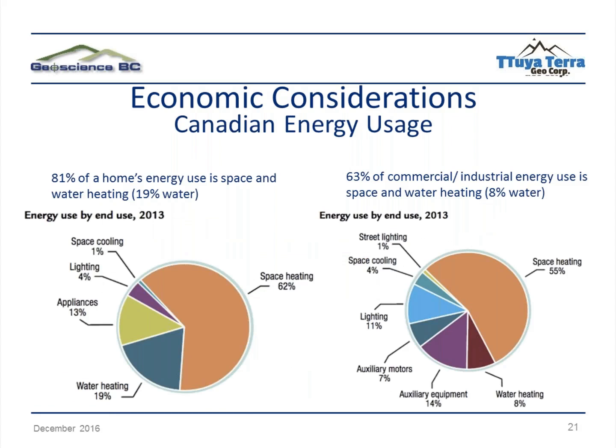And while you're evaluating project economics, it's really important to understand what the communities or the industrial areas nearby are using in terms of energy that you would be replacing with that geothermal system. So again, for a residential home, about 80% of a home's energy use is for space and water heating, and that number is a little bit lower for commercial industrial use, but it's still a significant number, which is about 63%.